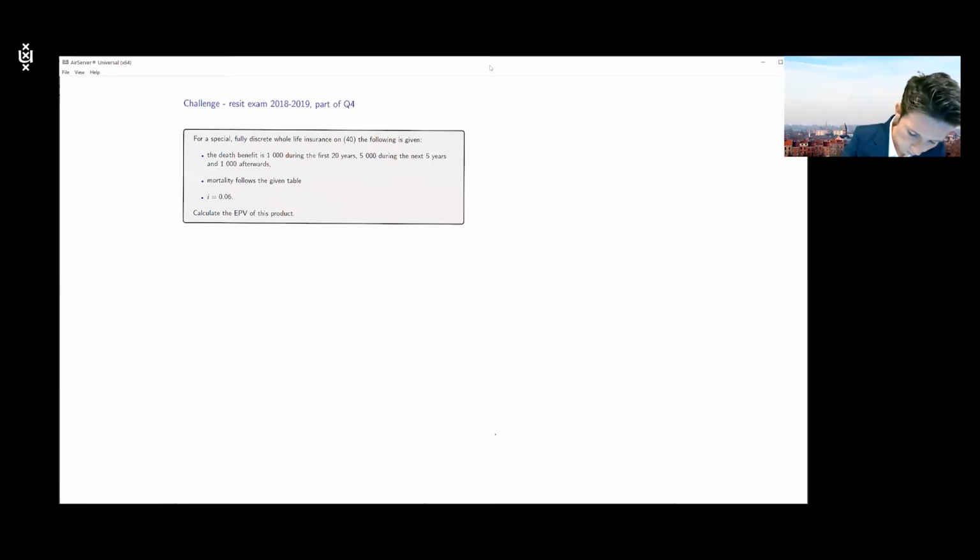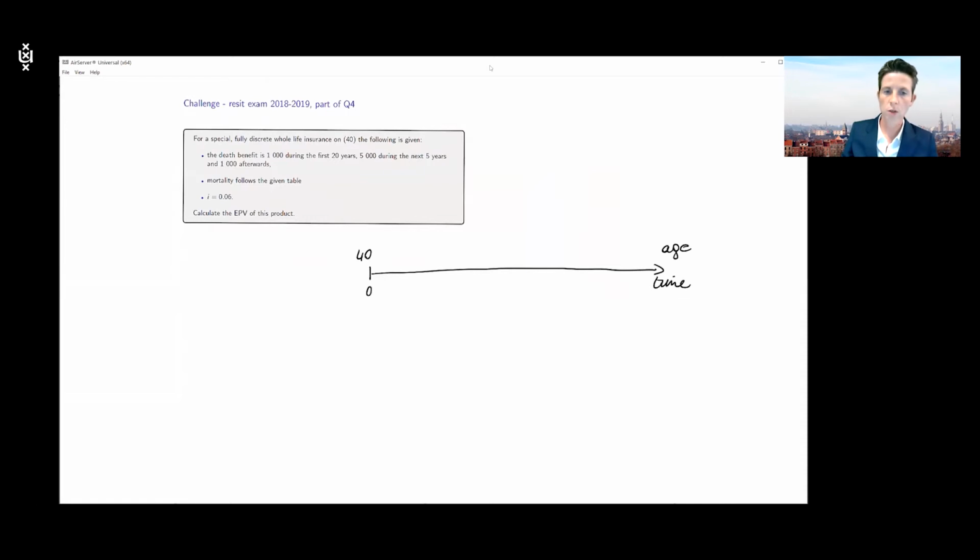So I'm going to start at age 40. That's the age of my policyholder at the time he or she buys the contract. So that is time 0. Age is on top, time is at the bottom. And then we know that there is this death benefit of 1,000 during the first 20 years. So that is up to age 60. Then we've got something for the next 5 years. And then we've got something for the remaining lifetime. Like I said, it's a whole life, so there is no particular endpoint or duration.